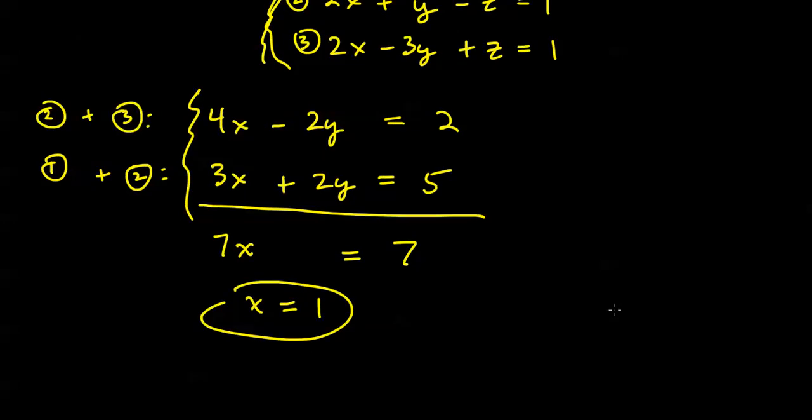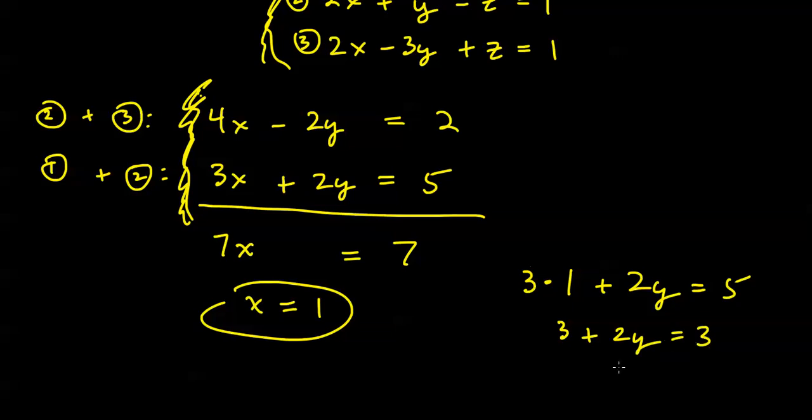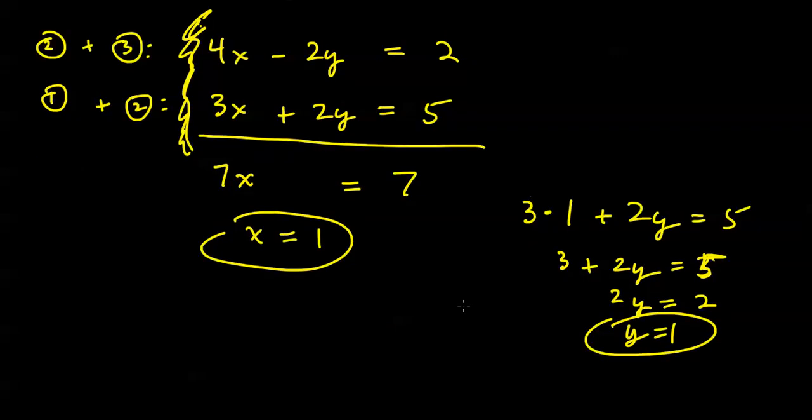Alright, if x is 1, I can pick either of these equations to solve for y. I'll pick the second one. 3 times 1 plus 2 times y must equal 5. So 3 plus 2y equals 5. So 2y equals 2. And of course, y also equals 1. And let me circle that. Alright, so when x is 1, y is 1.